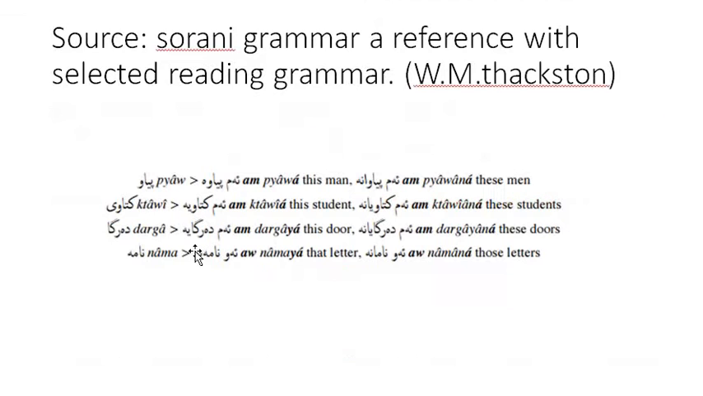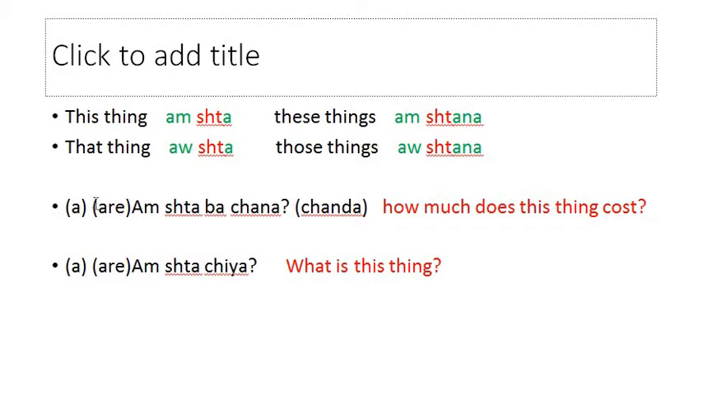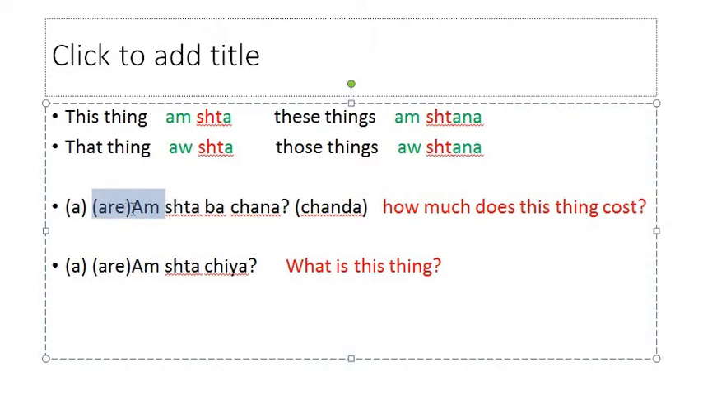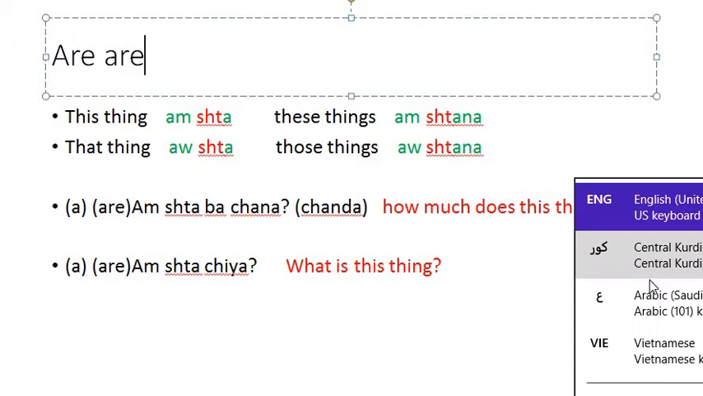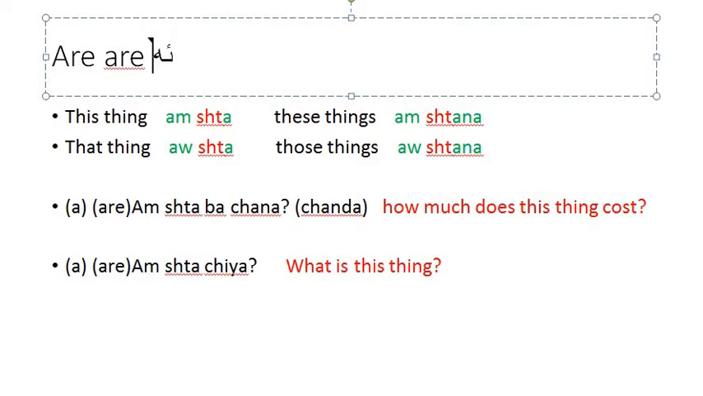For example, you can use it here as well: a ampiawa, a ampiawana. Or instead, you can use are. Are is a Kurdish expression. Actually, we have two are in Kurdish. Let me write it like that as well. Are, are. Both of them are identical.